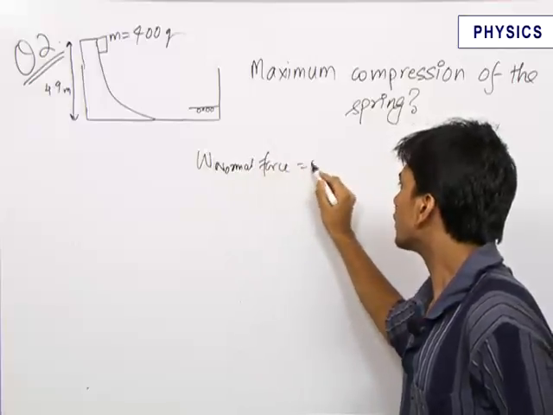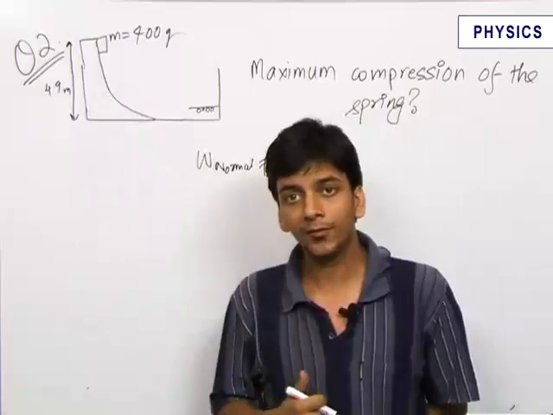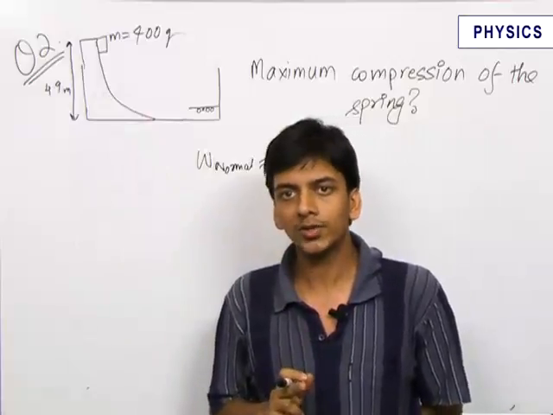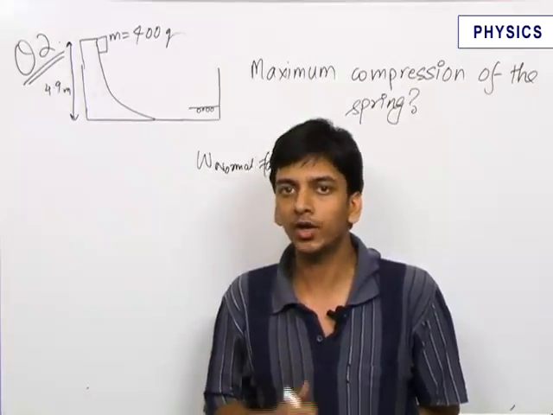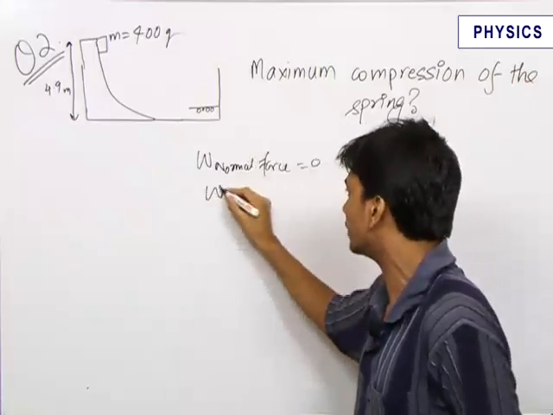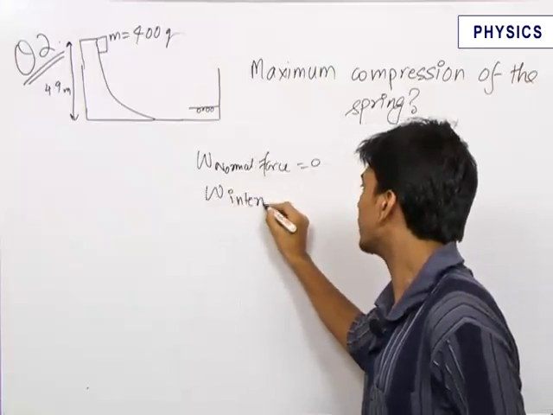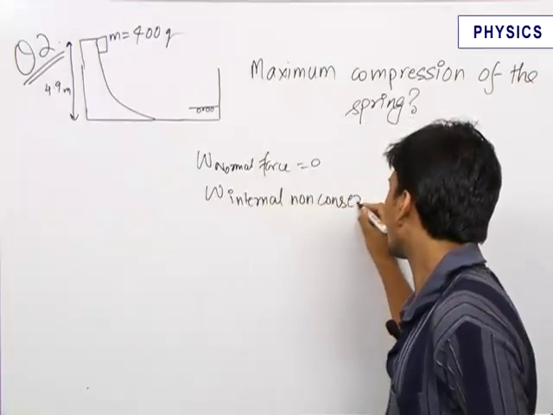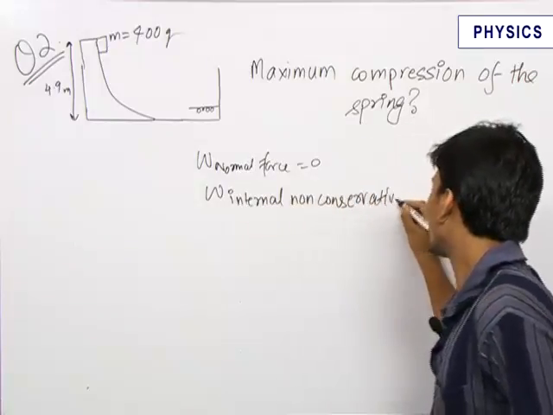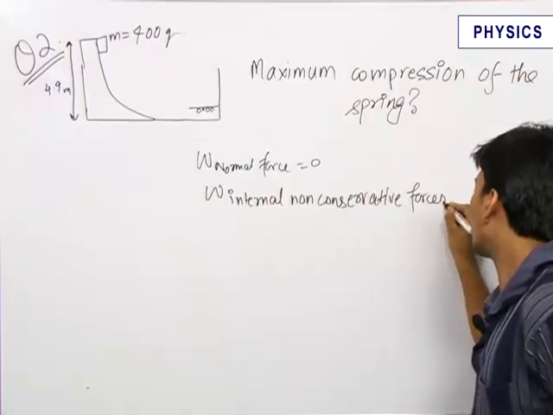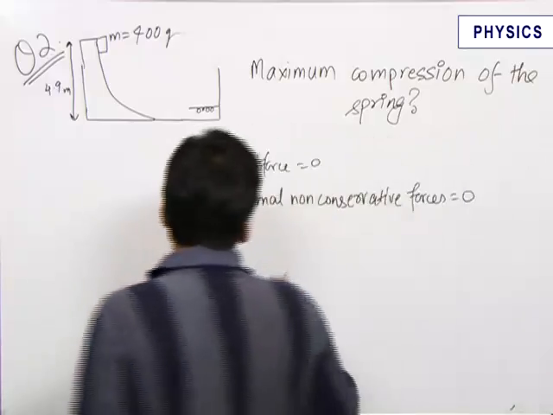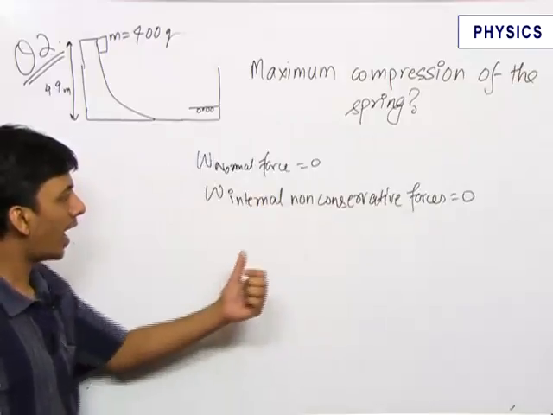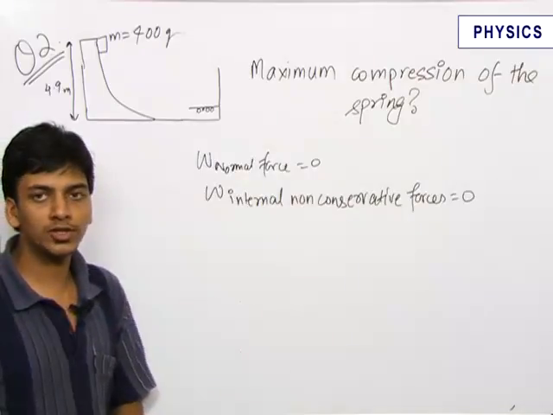There are also no other internal non-conservative forces, due to which the work done by internal non-conservative forces is also 0. So work done by external forces is 0 and work done by internal non-conservative forces is 0.